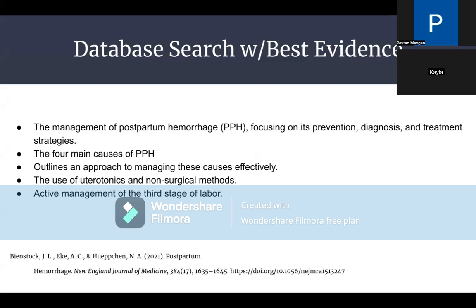Our next article is Postpartum Hemorrhage by Beanstalk. It focuses on prevention, diagnosis, and treatment strategies and emphasizes the 4 main causes, the 4 T's, and the approach of managing these causes effectively. They review the importance of active management of the third stage of labor, the use of uterotonics and non-surgical methods like the uterine balloon tamponade, and also administering uterotonics immediately after delivery to significantly reduce the risk of postpartum hemorrhage, as well as any non-surgical methods.